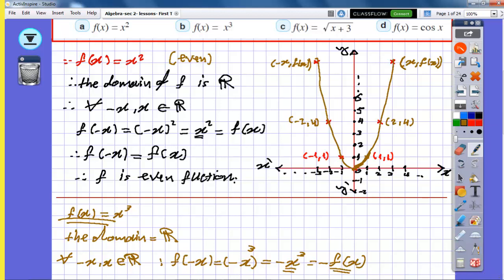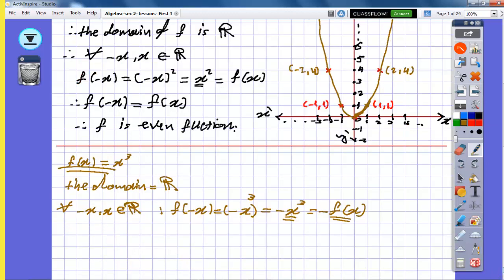So in this step we got f of negative x equals negative f of x. According to the definition, we can deduce that f is an odd function, and we can deduce it from its graph. It must be symmetric about the origin point.